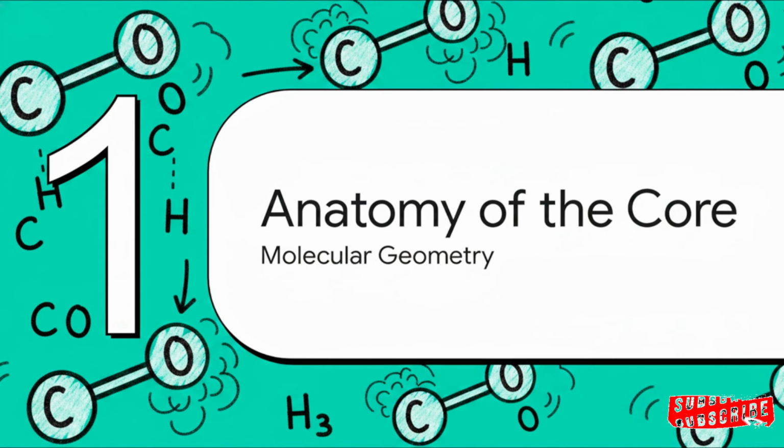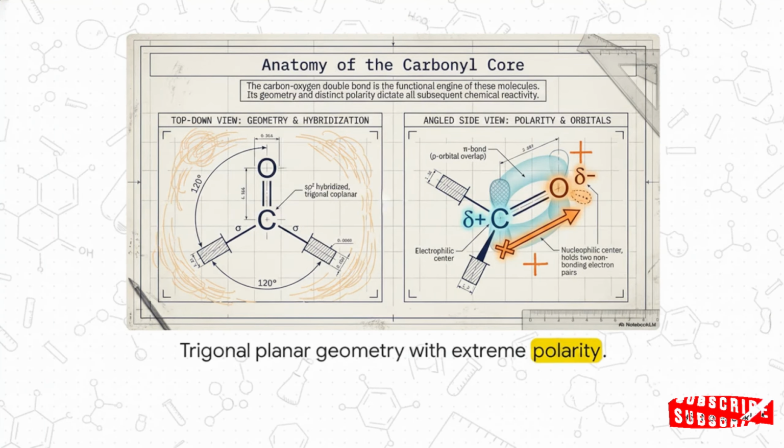Section 1. Anatomy of the carbonyl core. To truly understand chemical reactivity, we've got to start right at the foundation. Imagine looking at this molecule from an angled side view, while a top-down perspective shows perfectly flat 120-degree trigonal planar geometry. That angled view reveals something absolutely crucial: extreme polarity.